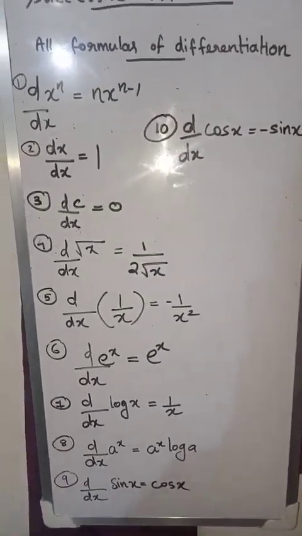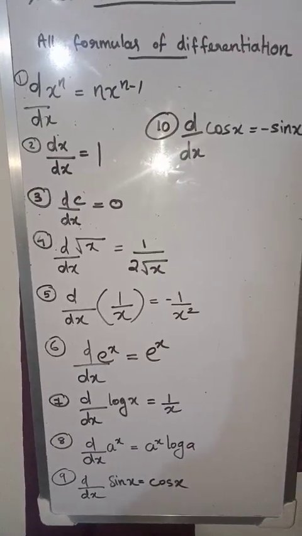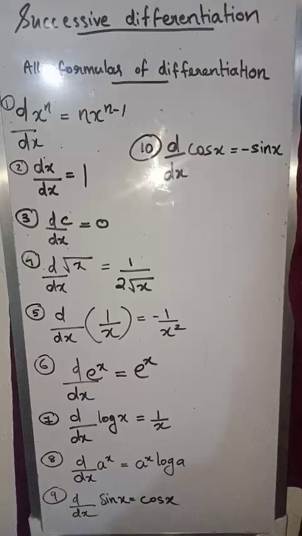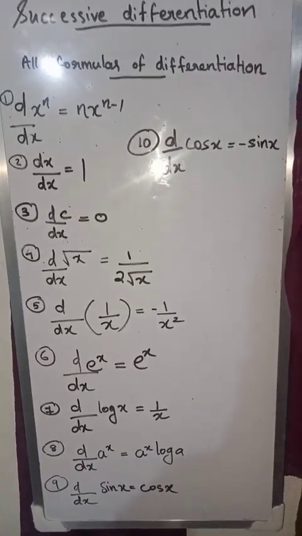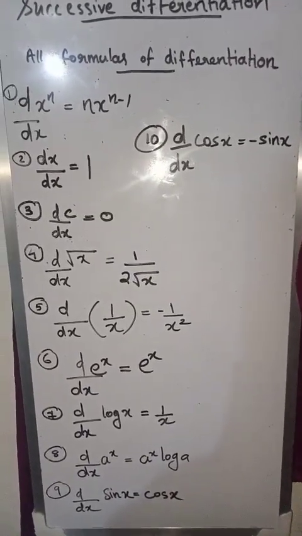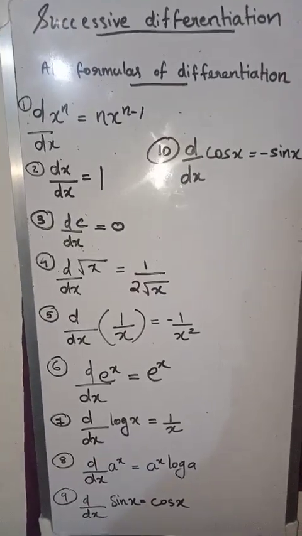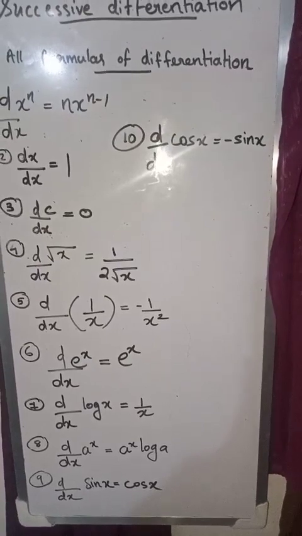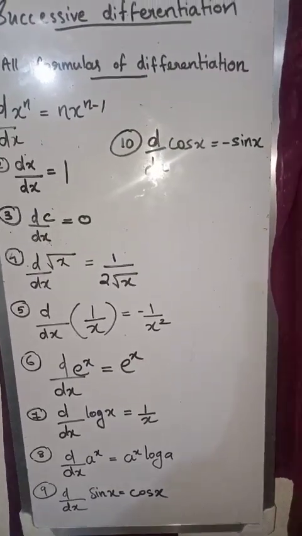Next, d by dx of root x is equal to 1 by 2 root x. D by dx of 1 by x is equal to minus 1 by x square. D by dx of e raised to x is equal to e raised to x itself. D by dx of log x is equal to 1 by x. D by dx of a raised to x is equal to a raised to x log a.